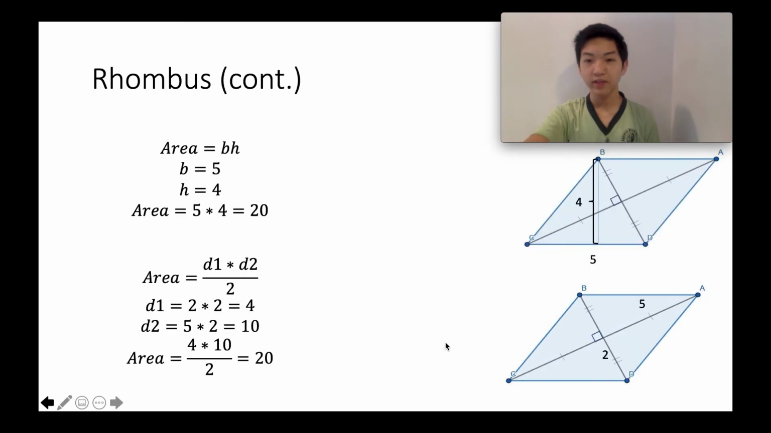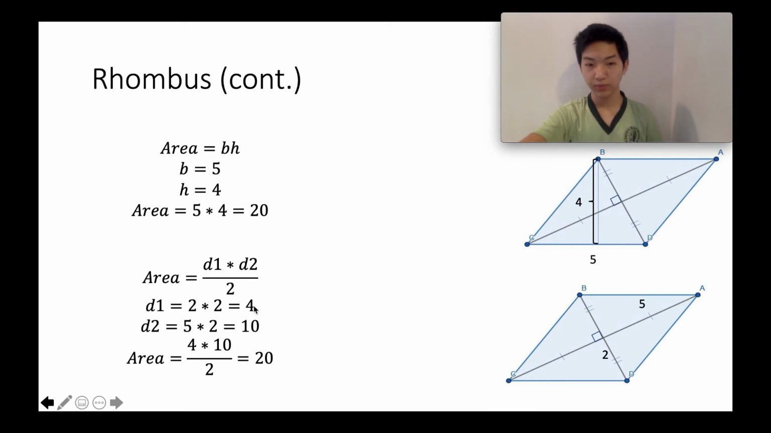So now we'll find the area of these rhombi. First we can use the basic formula. Let's say we're given this rhombus with base 5 and height of 4. It's just base times height, which is equal to 20.